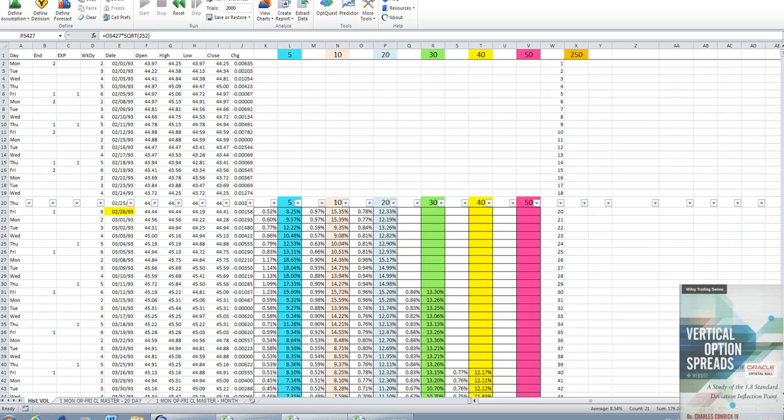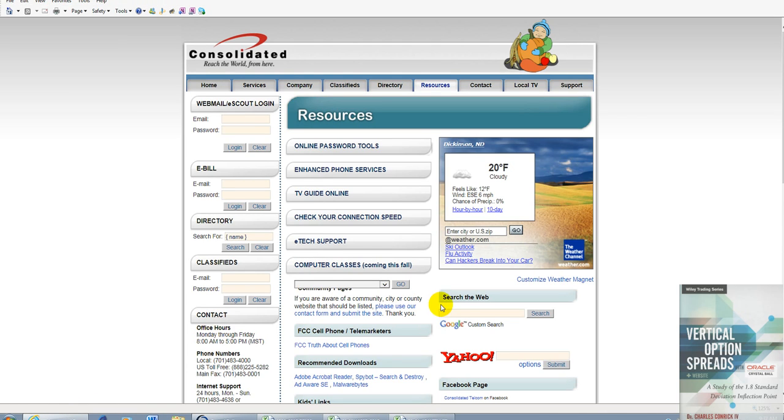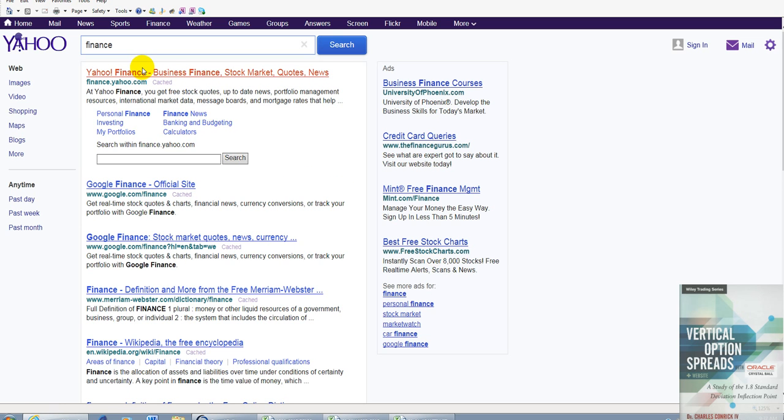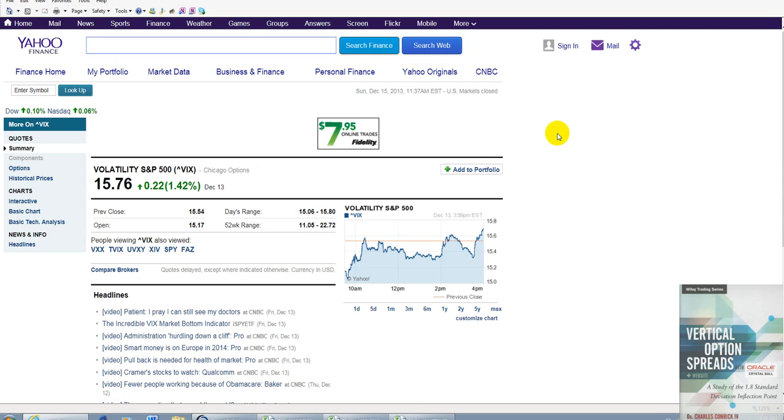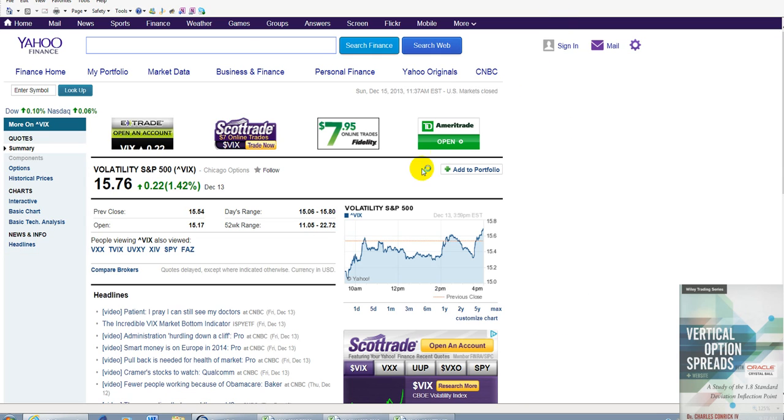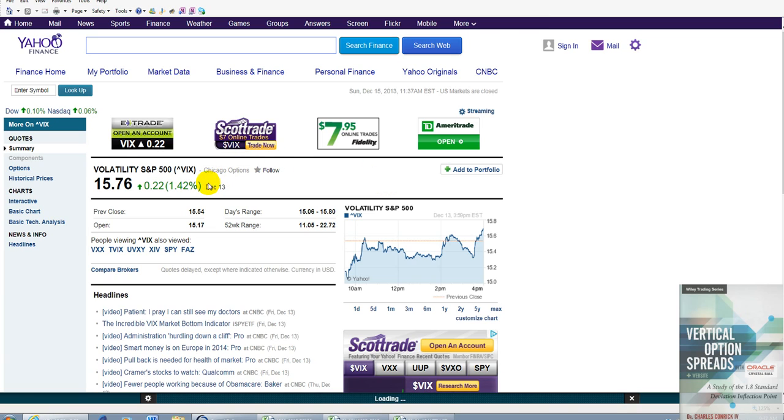Another way, go to any of your websites, or for an example, I happen to love Yahoo Finance, www.finance.yahoo.com. And if we go there, and you may already know where I'm going with this, but if you don't, one of the best ways of looking at where the market thinks the volatility is, is to look at the VIX. Currently, the VIX is running at 15.76.